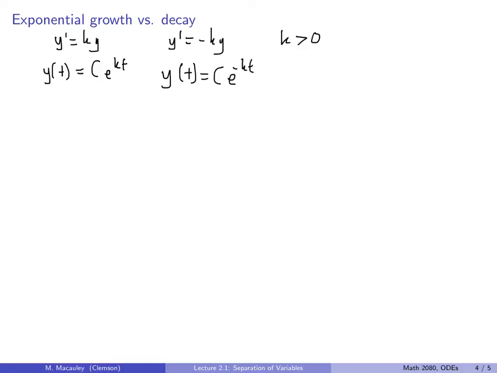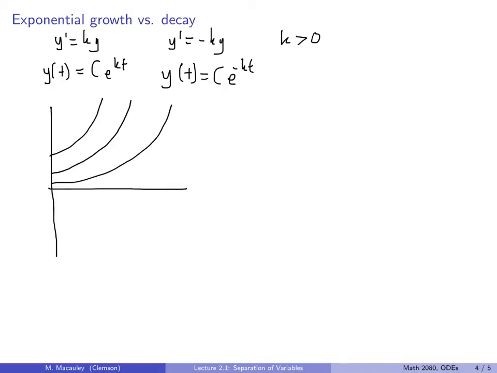So for the first one, the solutions are going to look like, how do I want to do this? Let's draw it like this. So the solutions are going to look something like this. They will be increasing functions, unless we're below the axis, in which case they'll be decreasing functions. And now remember that this value right here is our c. That's our initial condition. Let's write this as y of t.